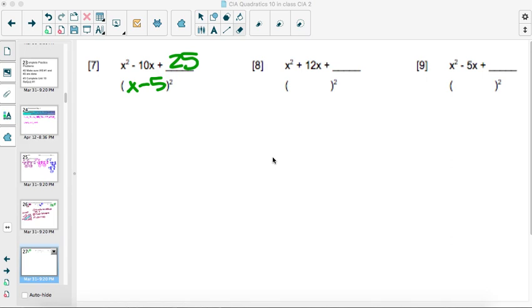All right, next one, half of 12, or 12 divided by 2, is 6. And it's a positive, so we're going to write x plus 6. And 6 squared is 6 times 6, which is 36.